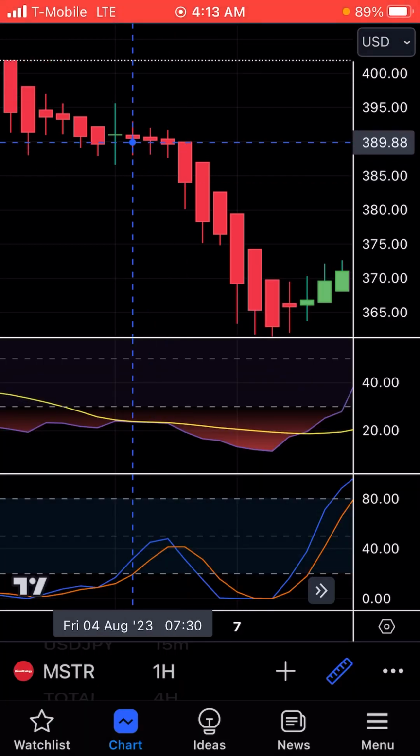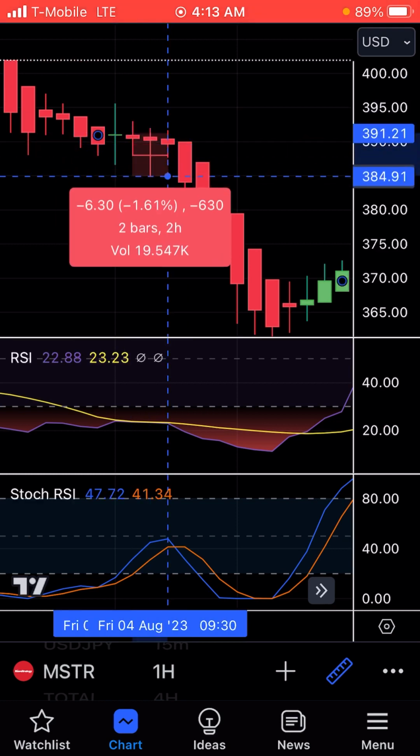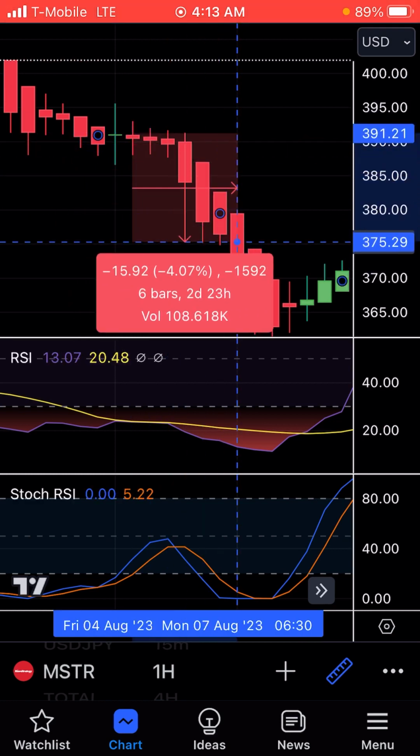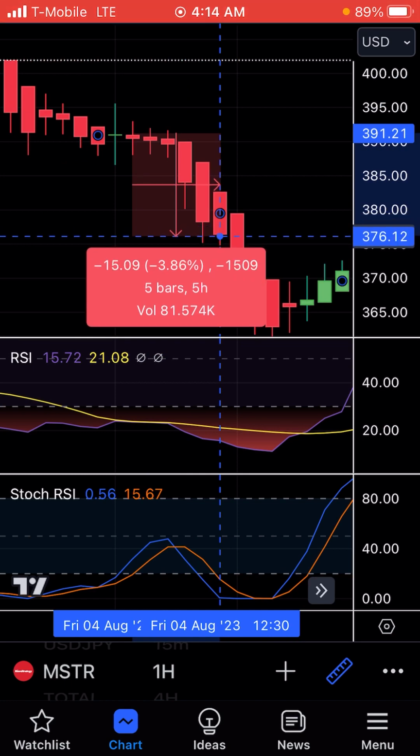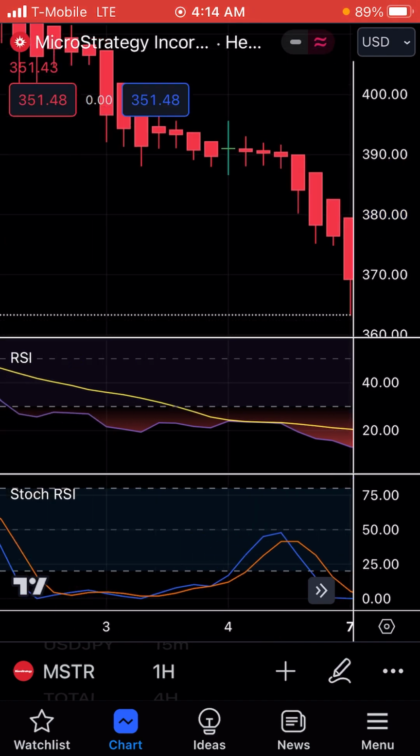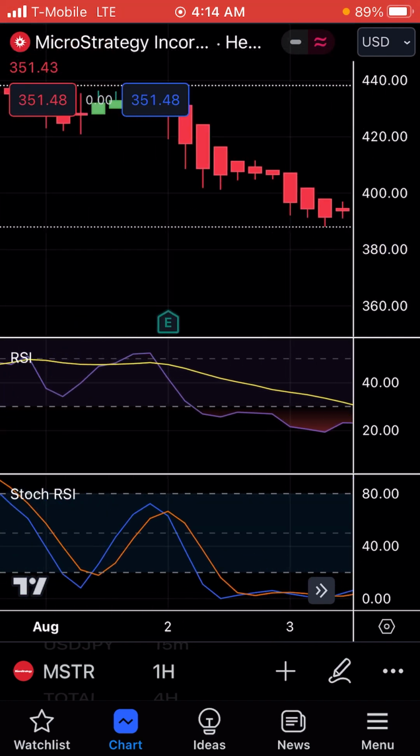So if we came in even here and we rode this down, because that's what the stochastic says. Let's go here, 5 hours. 5 hours, you made $1,500. So let's do this one more time. And I want to go into crypto and show you that this works for crypto too.